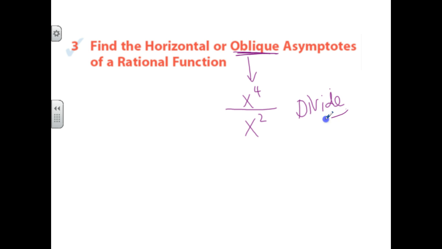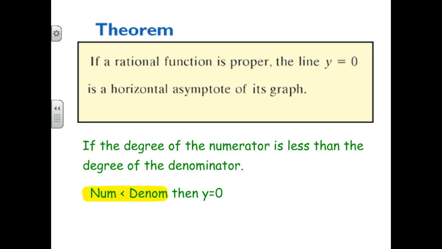You can explore this on your graphing calculators, although I would be trying these without a graphing calculator because on your test, there will be no calculators allowed. Oblique simply means slanted, and that means that the numerator is going to be greater than the denominator. And to find the equation of the oblique asymptote, again, we're going to divide. I'm going to give you notes here in just a second.